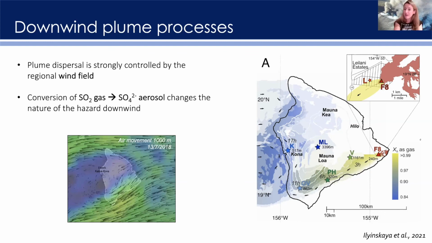What we can see from the figure on the right, the colour of the gas plume corresponds to the proportion of the total sulphur as SO2 gas relative to particulate aerosol. And we can see that over the timescale of around 20 hours, as the plume moves from the eruption side round to the Kona side, we get about 20% conversion of the SO2 into sulfate aerosol. So this explains how the nature of the hazard and the necessary response measures need to change downwind of the eruption site. And even 100 kilometers away from the eruption, we need to be thinking about the chemical hazards that volcanoes are having on our environment.